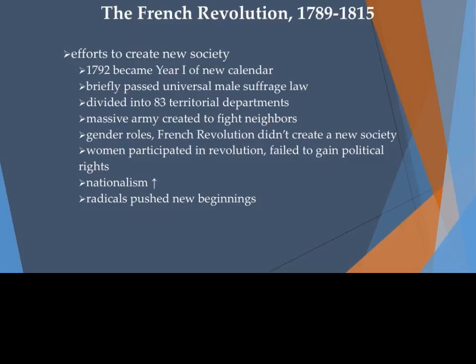And in terms of gender roles, the French Revolution did not create a new society. However, women did participate in the revolution, but efforts to gain political rights ultimately failed. And feelings of French nationalism increased with the revolutionary state at the center. Radicals especially pushed the idea of new beginnings. So the French Revolution was much more a complete revolutionary movement than the American example.